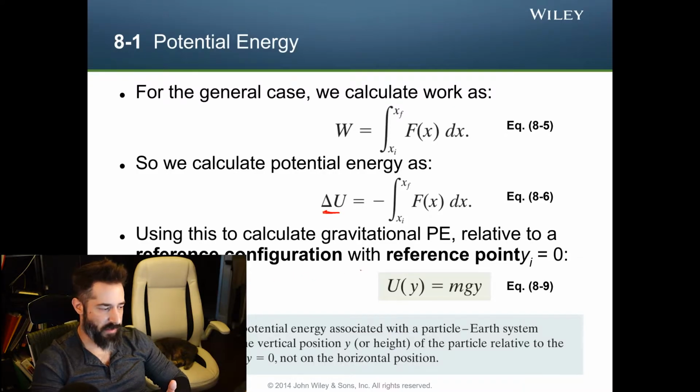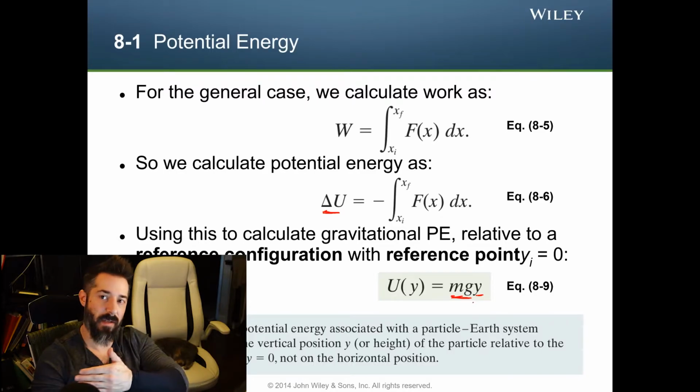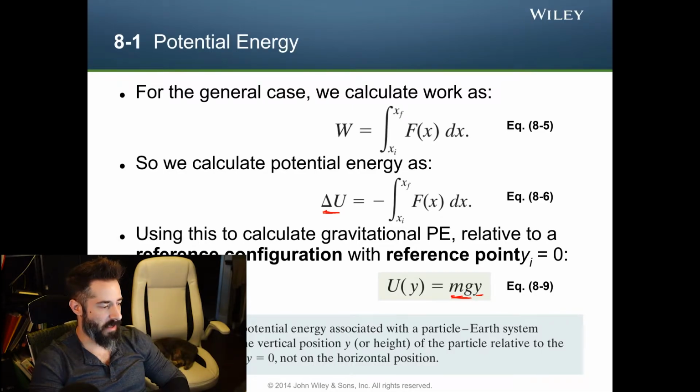Again, this says relative to a reference configuration with a reference point. So this has to do with the system versus the body again. And then this is just a simple force times the distance, right? mgy, same as mgd. If you're doing the gravitational portion of it, then we're just using y instead of d. And again, these points down here are kind of like really key, concise points. The gravitational potential energy associated with a particle-Earth system depends only on the vertical position y, or the height, of the particle relative to the reference position.